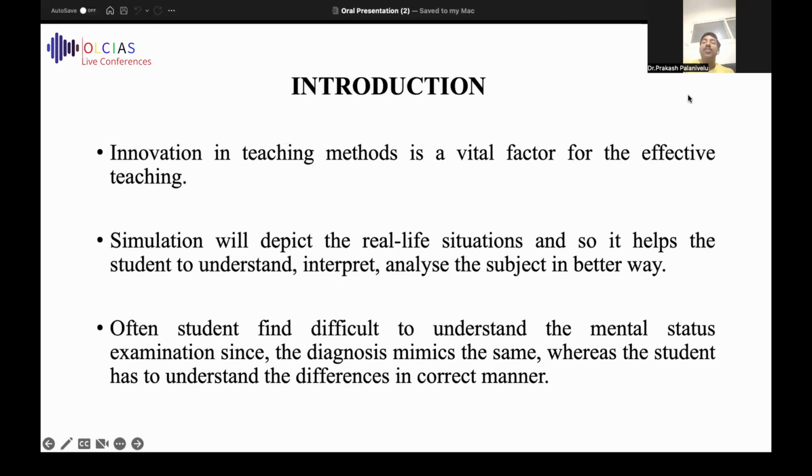Yeah, thank you. So innovation in the teaching methods is a very important factor for effective teaching. Students always prefer various teaching methodologies. They don't like a single method of teaching. We want to have different teaching methodologies. So in that, we commonly focus on simulation. But when we say simulation, it's more focused on the medical and surgical aspect alone.